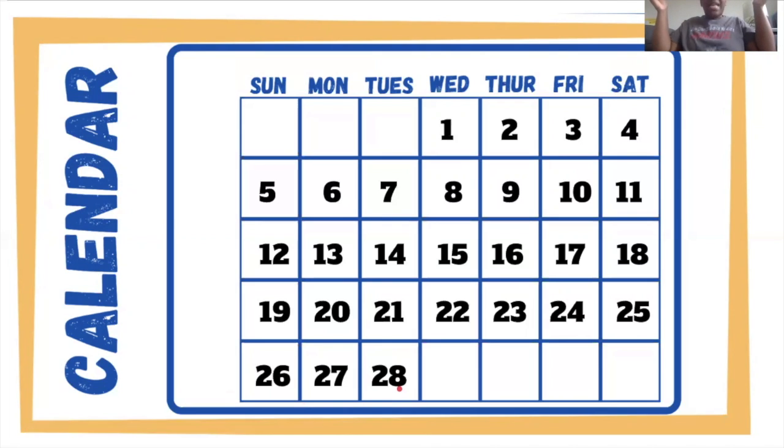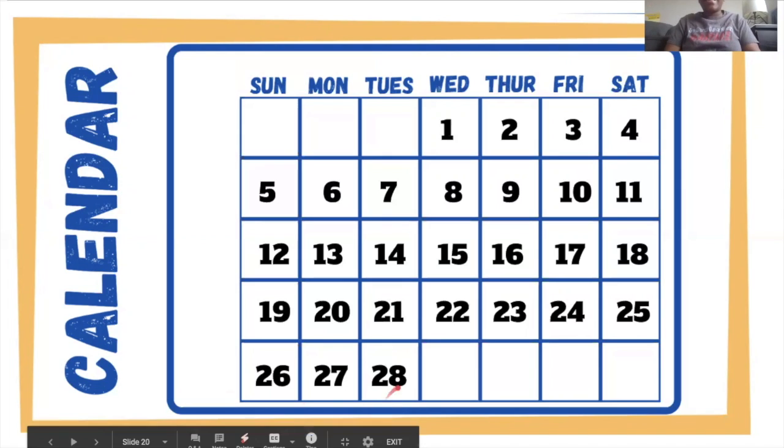What number comes after 28? Yesterday was day 28. If yesterday was day 28, what is today? That's right. Today is day 29.